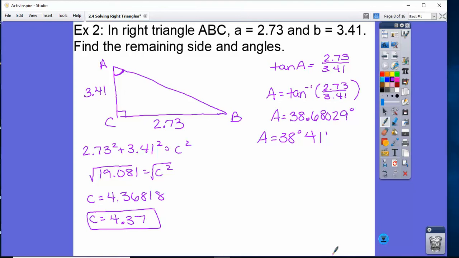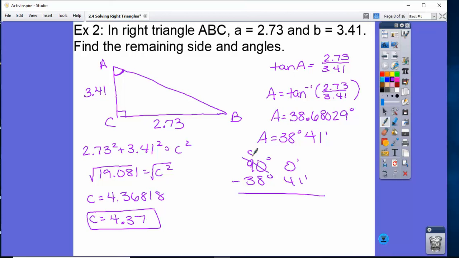Now I need angle B. So again, there is a difference on how you do this. Sometimes we might get slightly different answers. You could do it like we found A. You could do tangent of angle B equals the 3.41 over the 2.73. You could also subtract. We know all 3 add up to 180. 180 minus 90. So these two really just add up to 90. So you could just do 90 minus the 38 degrees, 41 minutes.